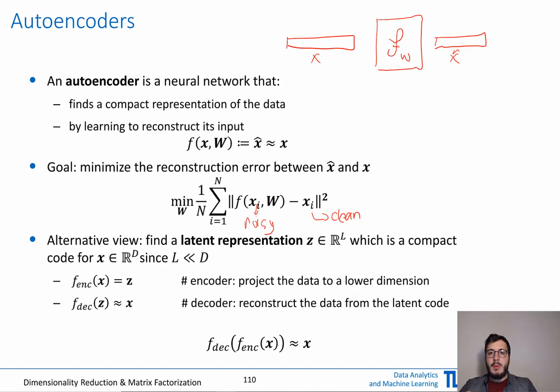And either we have access directly to a clean and a noisy pair of the same image or of the same data point, or if we only have clean data, then we can artificially add noise in order to create these clean and noisy pairs. But now, the only way the neural network can learn to do a good reconstruction of the clean input is by learning how to remove the noise.